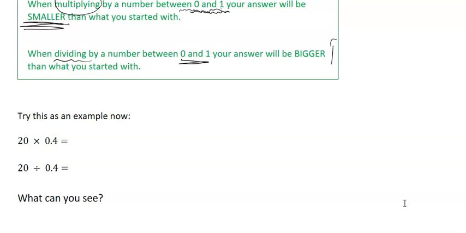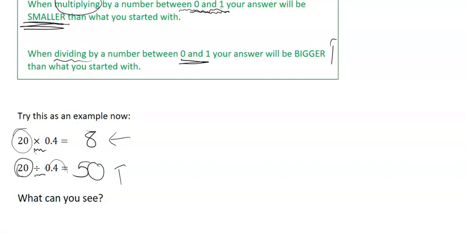Okay, so when you calculate these, you should have gotten an answer of 8 and an answer of 50. Okay, straight away, what can you see? You should be able to see when I'm multiplying, the number 8 is less than what I started with, which was 20. And when I divide by less than 1, the number ends up bigger than what I started with, which was 20. Okay, so it follows that pattern. You can try it with any numbers and you'll see that that is the case.